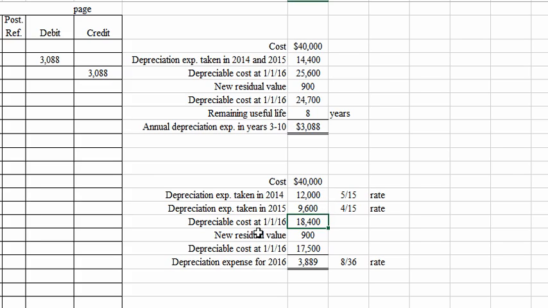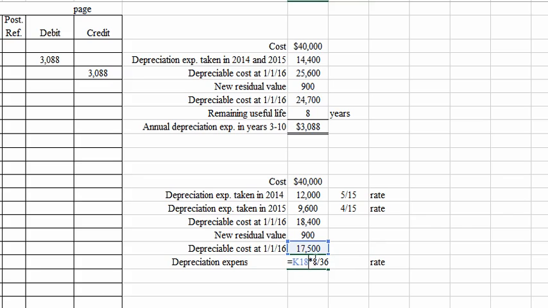Then we subtract the depreciation taken in 2014 and 2015 from the cost. That leaves us with a depreciable cost going into 2016 of $18,400, but we will not depreciate the residual value, so we want to subtract it out. Our new residual value is 900. So that leaves us with a depreciable cost going into 2016 of 17.5. We're now going to depreciate that over 8 more years. Well, when we add up the sum of the year's digits, 8, 7, 6, 5, 4, 3, 2, and 1, we get 36. So our rate for the third year, if you will, is 8 over 36.